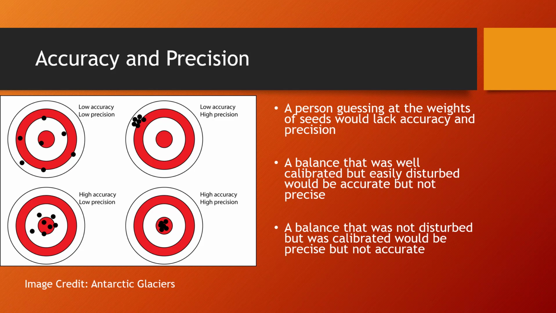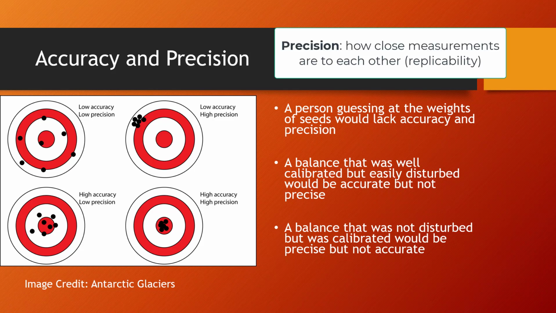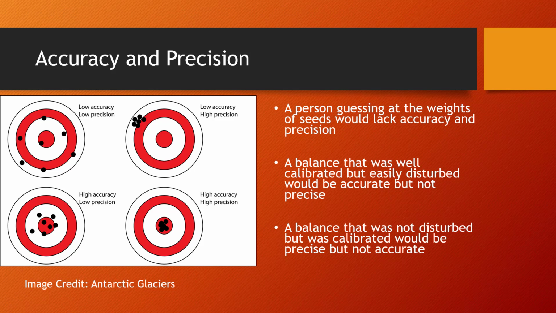So precision is going to be how close the measurements are to each other, how reliable they are. So if the balance is not disturbed and calibrated, that can be precise but not necessarily accurate at all times. So high accuracy, high precision is the goal. That's when everything is around that central value and the measurements are very repeatable.